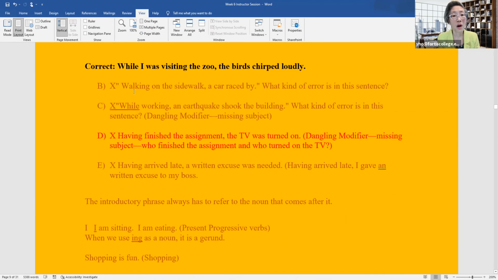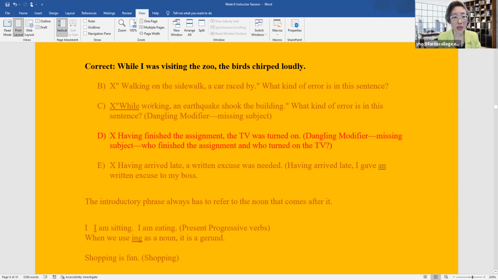Walking on the sidewalk, a car raced by. And then you need to know that this is a dangling modifier because on the quiz, they're going to ask you, is this sentence a dangling modifier or a misplaced modifier? This is a dangling modifier because walking on the sidewalk, so your car grew legs and walked on the sidewalk? No, you're the one that walked on the sidewalk. So this sentence is missing a subject. The correct sentence would be, while I was walking on the sidewalk, a car raced by.